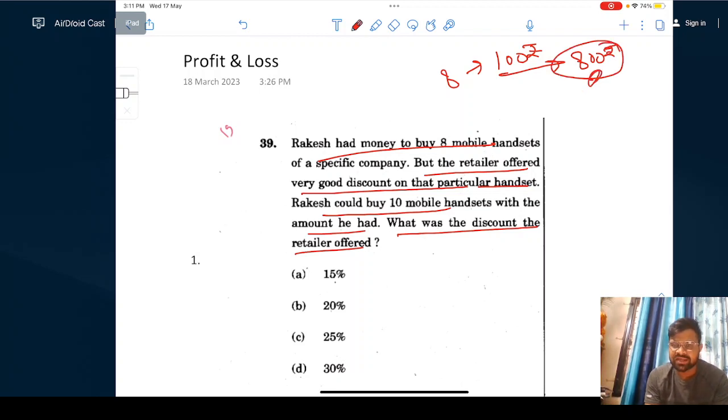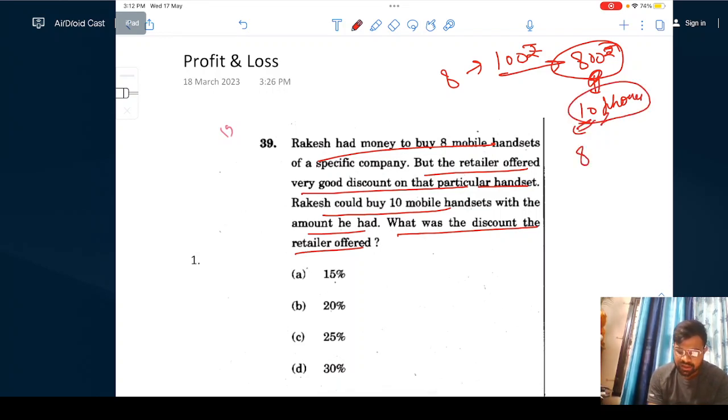This was the money Rakesh had, because according to the question, he had the money to buy 8 phones. Now according to the question, he was able to buy 10 phones in this 800 rupees. That means the cost of one phone became 800 by 10, that means 80. So earlier the cost was 100, now the cost is 80. So the discount is 20%.